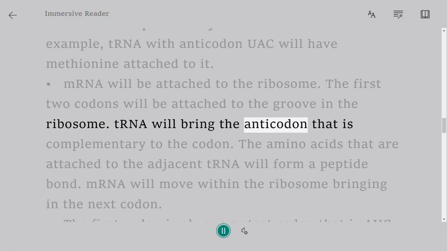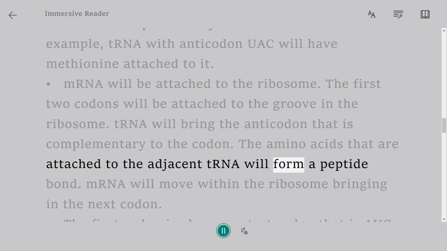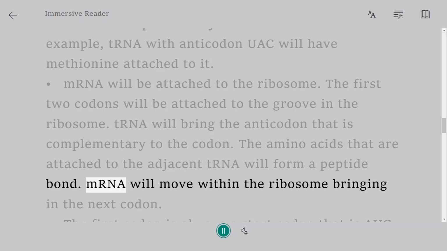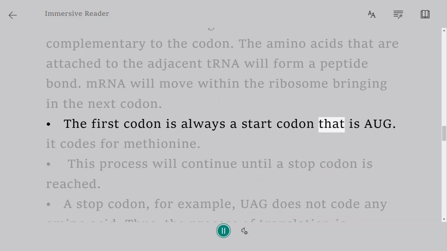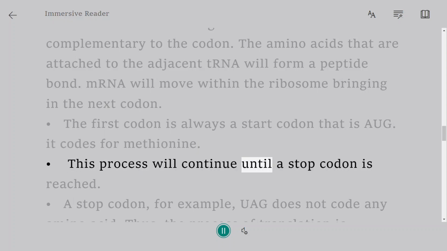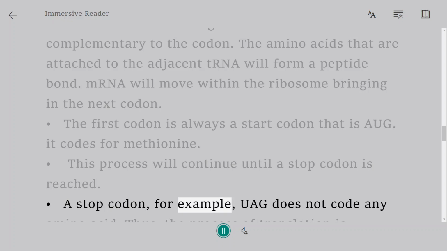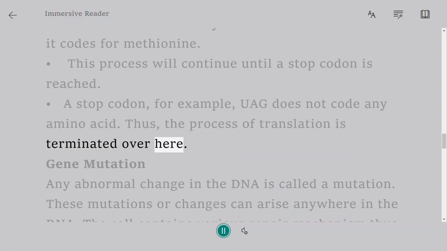tRNA will bring the anticodon that is complementary to the codon. The amino acids that are attached to the adjacent tRNA will form a peptide bond. mRNA will move within the ribosome, bringing in the next codon. The first codon is always a start codon, that is AUG, which codes for methionine. This process will continue until a stop codon is reached. A stop codon, for example UAG, does not code for any amino acid. Thus, the process of translation is terminated here.